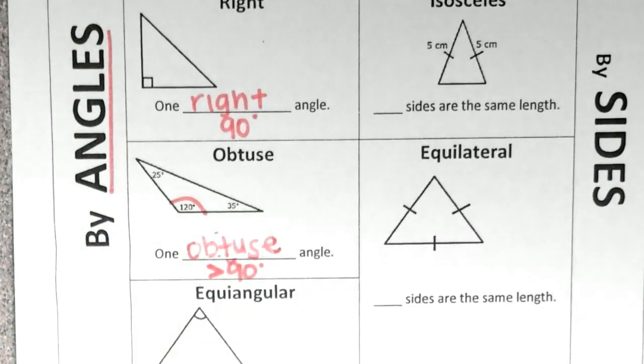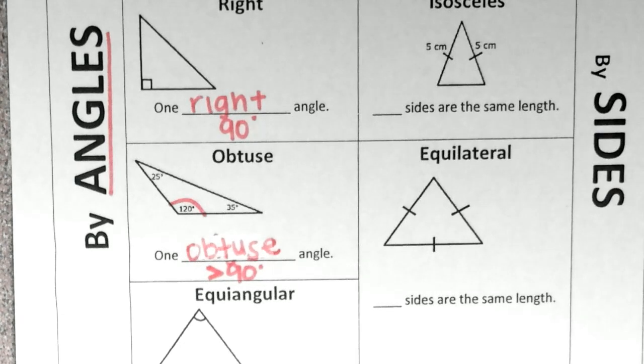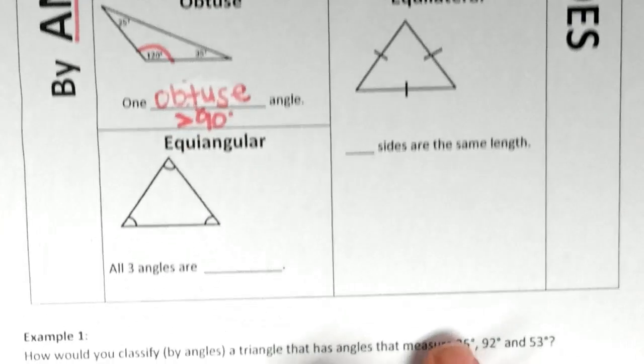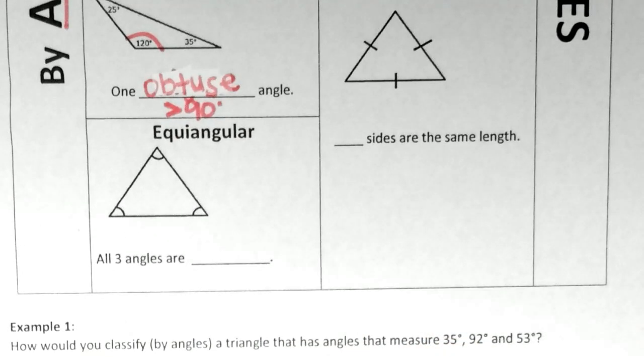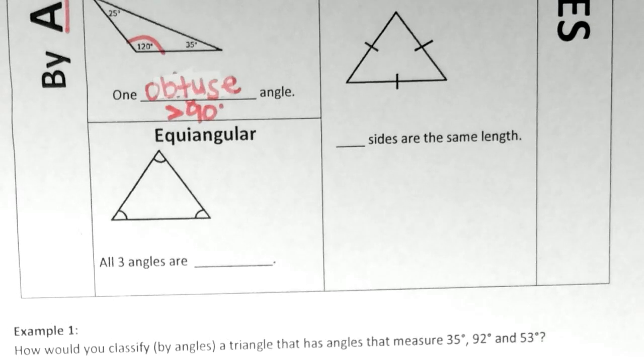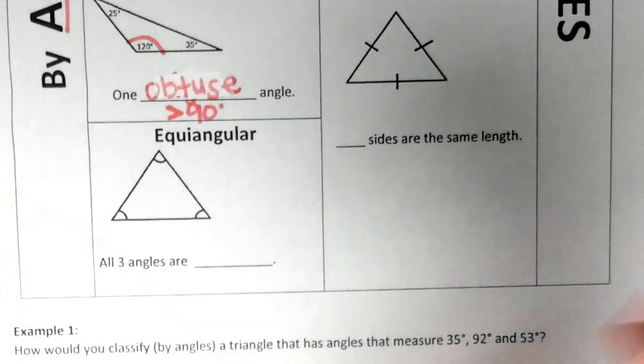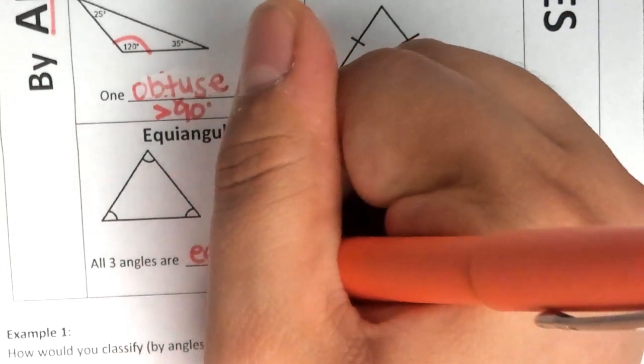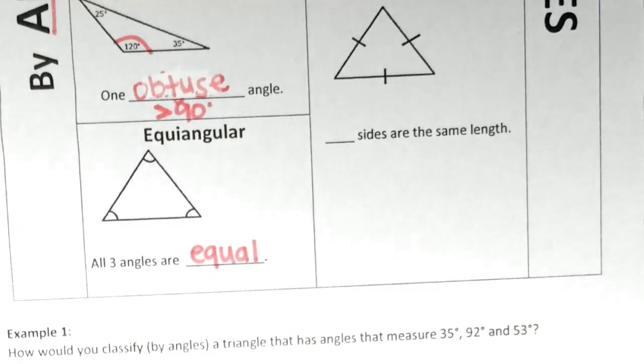Do you agree all of that is not new to you? Y'all have learned that before. This next one might be new to you, might not be. Can everybody say equiangular? It's kind of weird. What does equiangular mean? All three angles are equal.